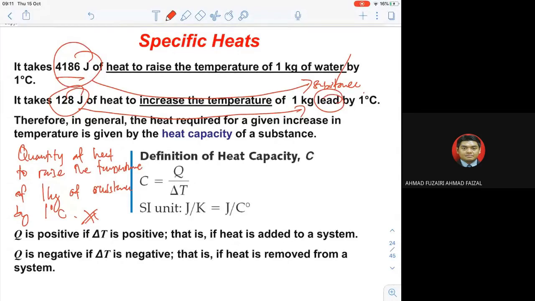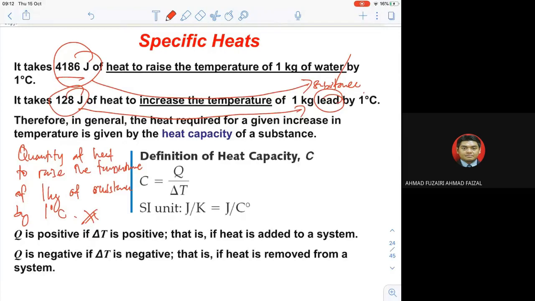Can be anything. So don't use 4.186, don't use 128 joule, because it's specific for each substance. 4.186 is specific for water, 128 is specific for lead. So you cannot use that value. Just use general terms: a quantity of heat to raise the temperature of 1 kilogram of substance by 1 degree Celsius.